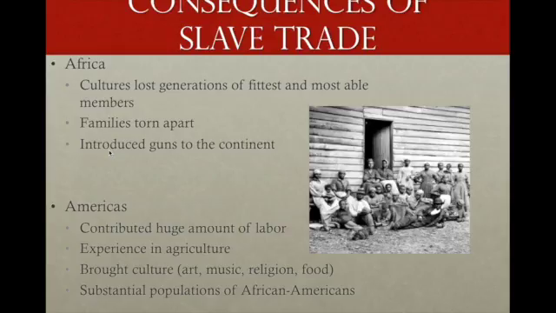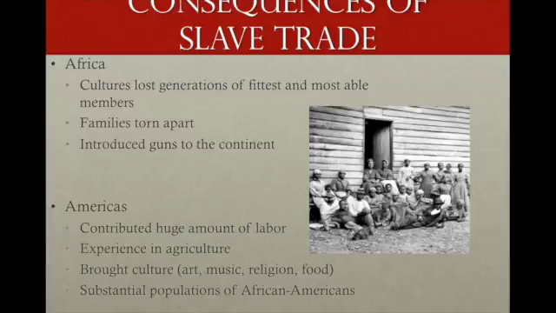Consequences of the slave trade are obviously devastating in more ways than one. In Africa itself, there's several cultures that lost generations of their fittest and most able members. The young men in particular were the ones that would get sold for the most money, so they were the most desirable. Families were torn apart, and it also introduced guns to the continent, which will have big repercussions in the future.